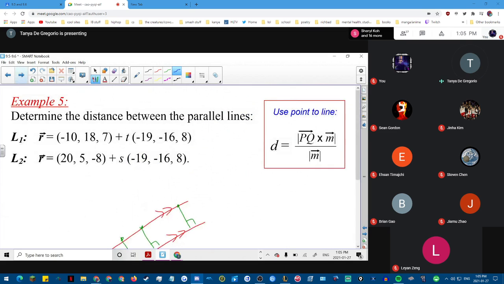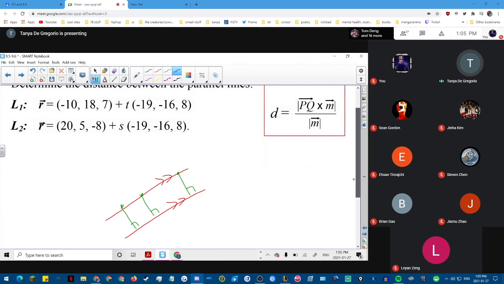Okay, example 5. Determine the distance between the parallel lines. So now you have 2 parallel lines and you have to find the distance between them. So what are you going to do? You're going to choose any point on one line and you're going to find the distance to the second line.